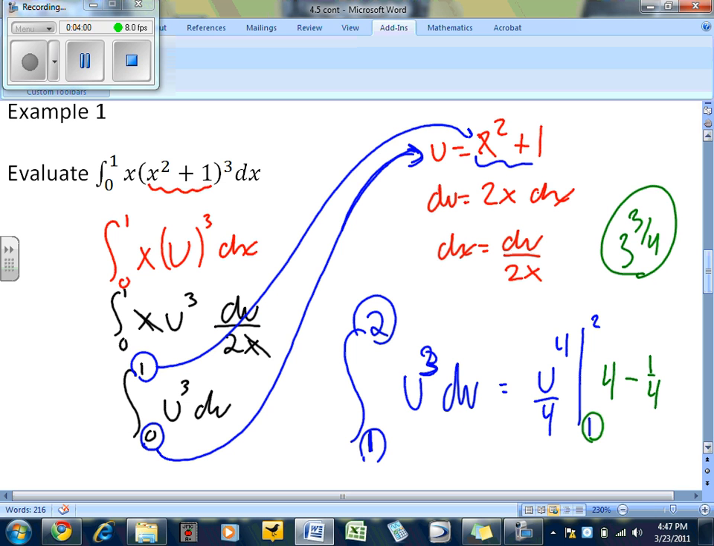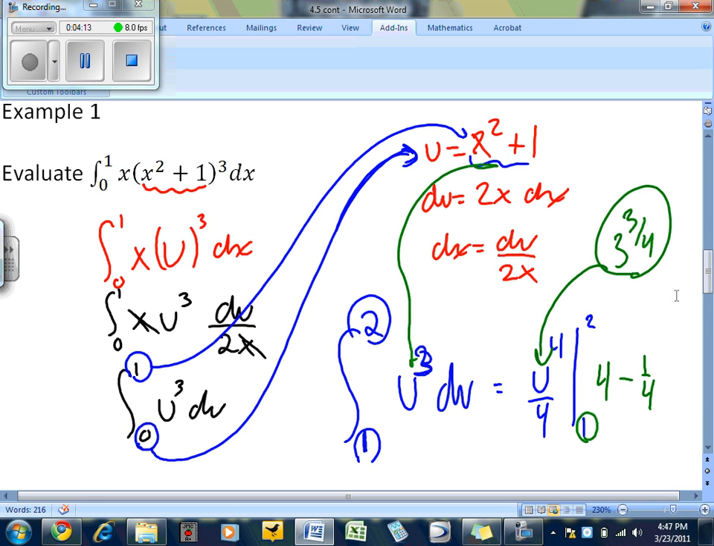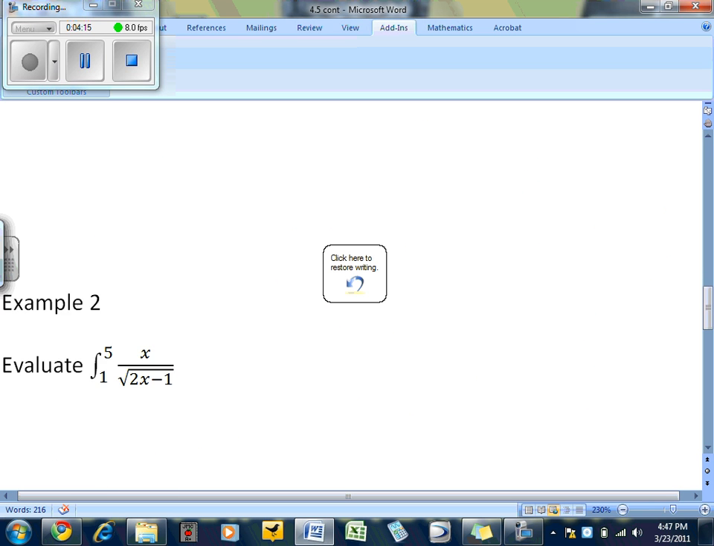So a lot of times it's easier for us just to evaluate it using u instead of having to plug u back in. So we would have had to plug this back in and then evaluate from 0 to 1. All right. Sometimes it's a lot easier for us. So I just want to show you this method as well. Here I'm going to have another one.